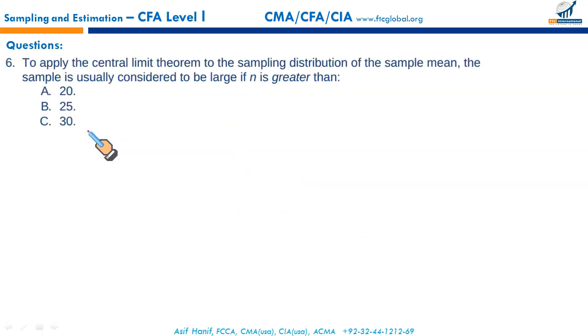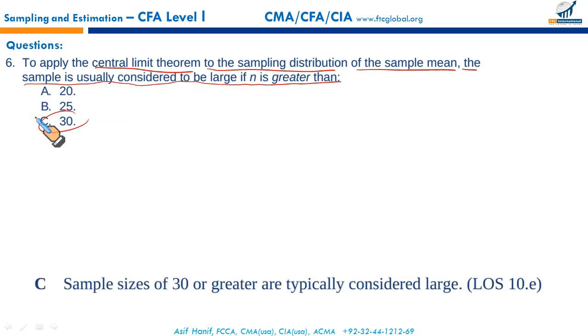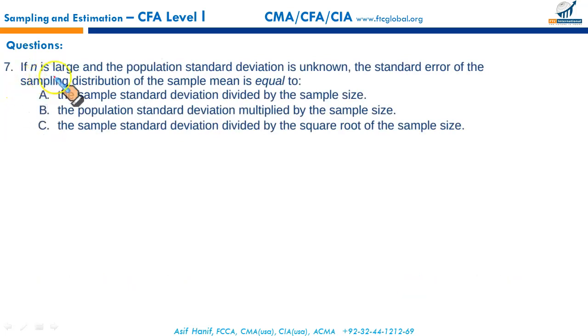Next, to apply the central limit theorem to the sampling distribution of the sample mean, the sample is usually considered to be large if n is greater than 30 or more. Then we can approximate the distribution to a normal distribution. Seventh, if n is large and population standard deviation is unknown, we don't have population standard deviation, n is large, the standard error of the sampling distribution of the sample mean can then be calculated this way.